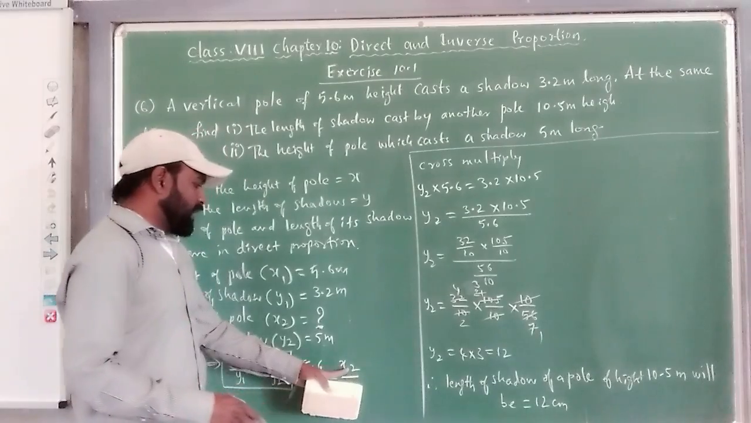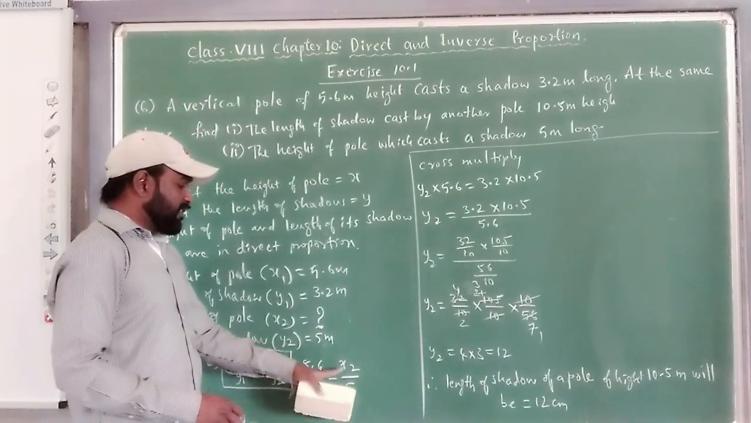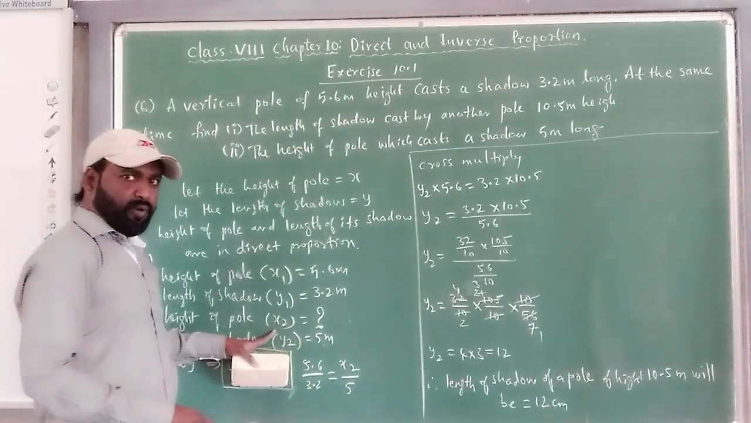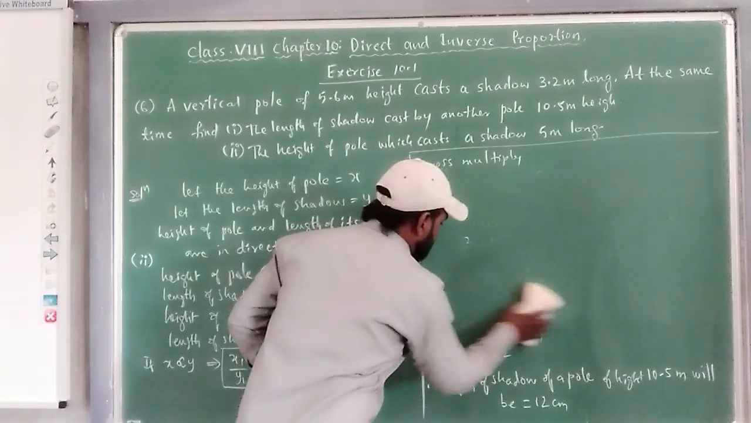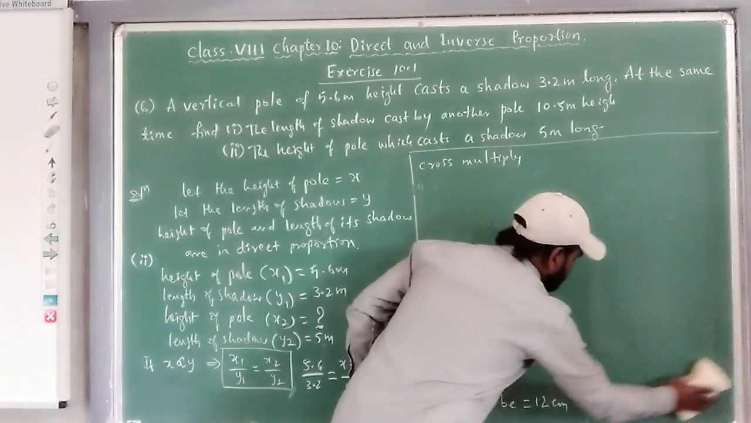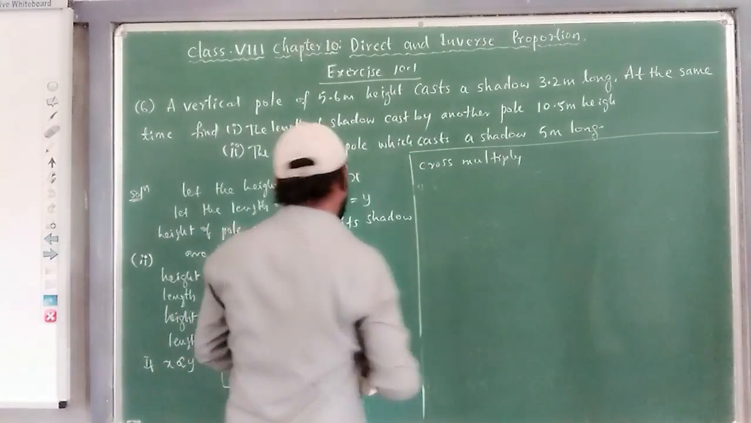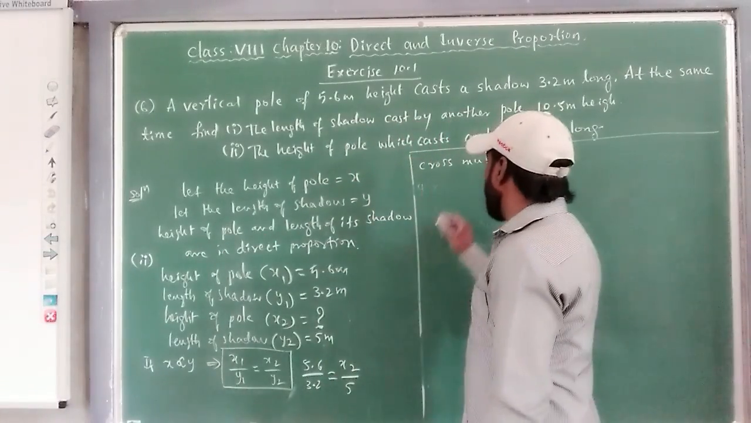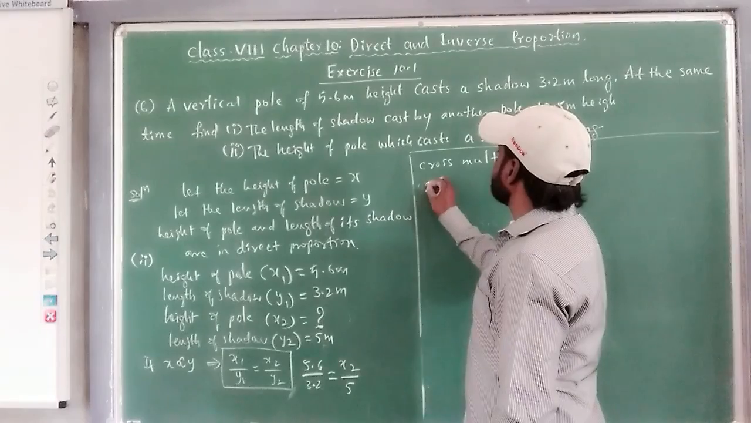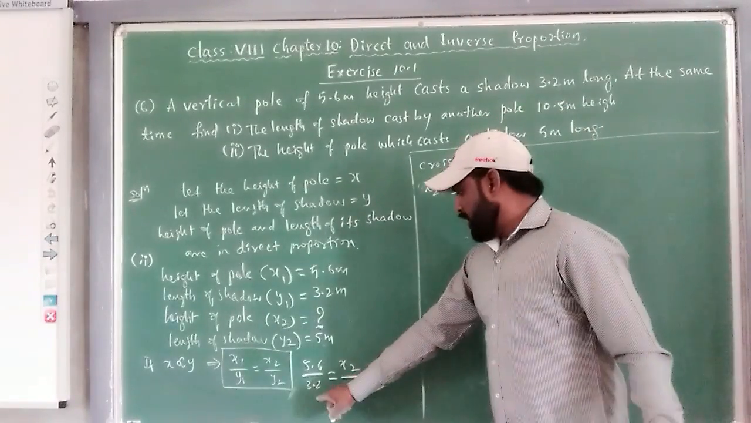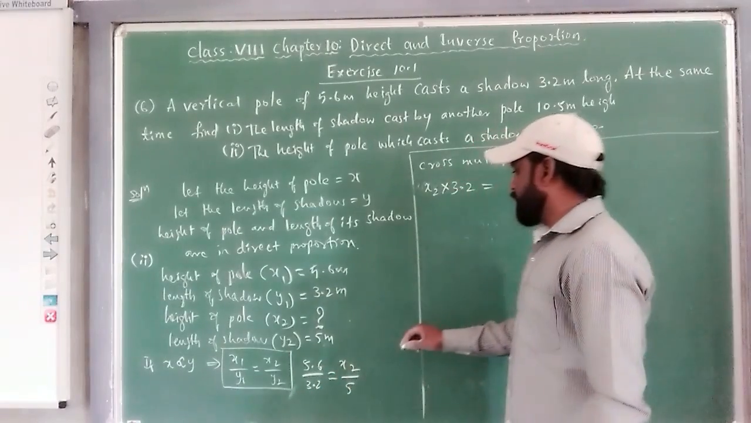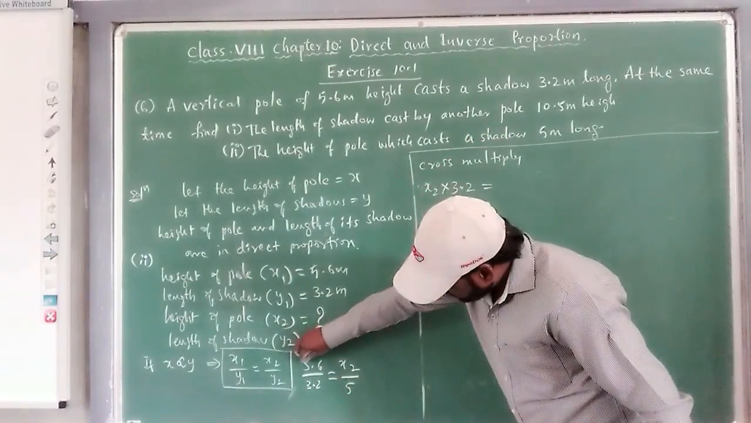You will be multiplying now x2 into 3.2. Why? Because we have to find the x2 value, the height of the pole, right? So you have to change these two. When you cross multiply, x2 into 3.2 is equal to, here what is remaining? 5 into 5.6.